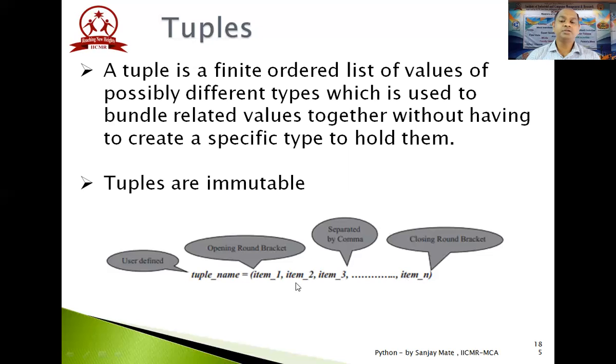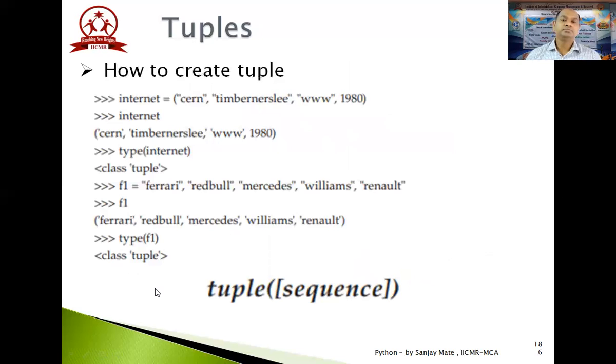So items 1, 2, 3, this may be a float, this may be an integer, this may be a string, or this may be a tuple again, or a list again. So you can include any data type in the tuple. Here I am giving the example that I am creating one tuple using round brackets, that is the first step, then including a string, and here I am having a number. So you can include strings and numbers. And if I want to find out the type of this, I write type, and you will get tuple.